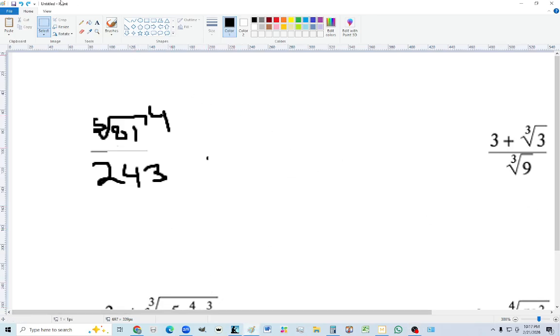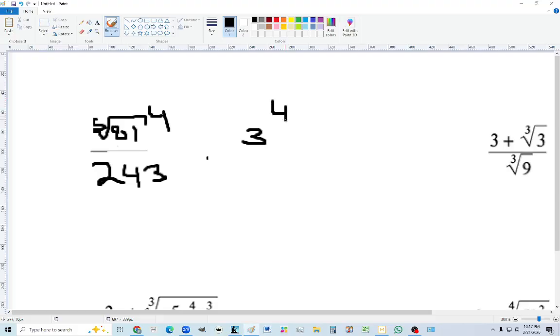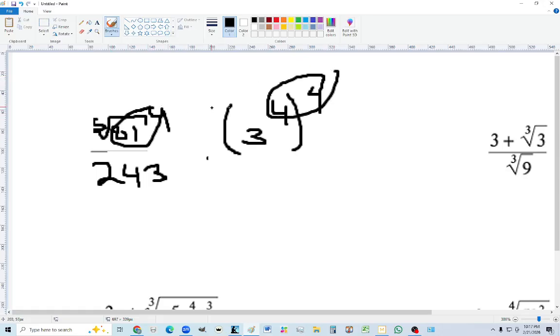Okay, yeah, there is a way. So if I look at the 81 in here, 81 is the same as 3 to the power of 4. And this 4 power out here can be put in there. So we got 3 to the 4 to the 4. 3 to the power of 4 to the 4 is the same as 81 to the power of 4. It's the same as 3 to the 16.